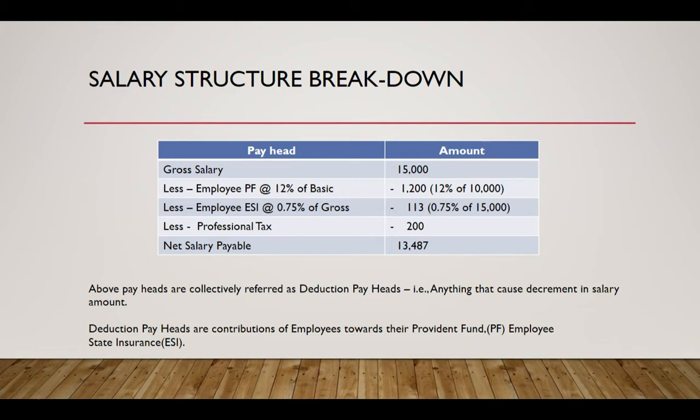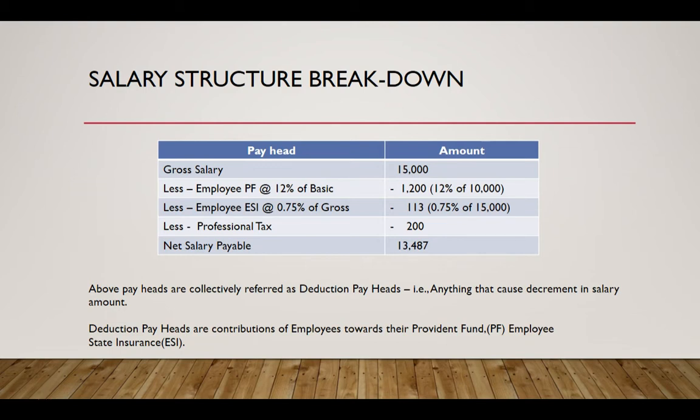Most organizations deduct provident fund at 12% of basic. It also deducts towards ESI, which is employee state insurance, at 0.75% of gross salary, and any individual earning salary is required to pay professional tax, and professional tax is also deducted by the employer on behalf of the employee. So after making all those deductions, we arrive at the net payable salary amount, and any pay head that reduces the earnings of an employee is referred to as a deduction pay head.